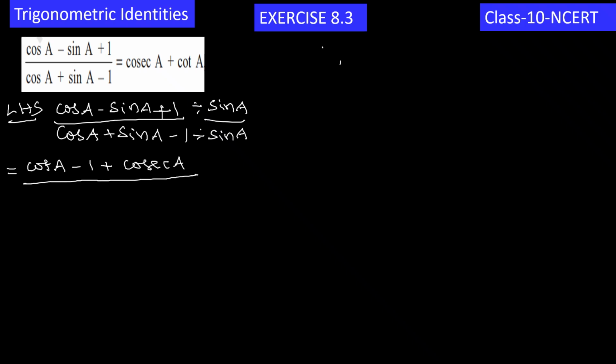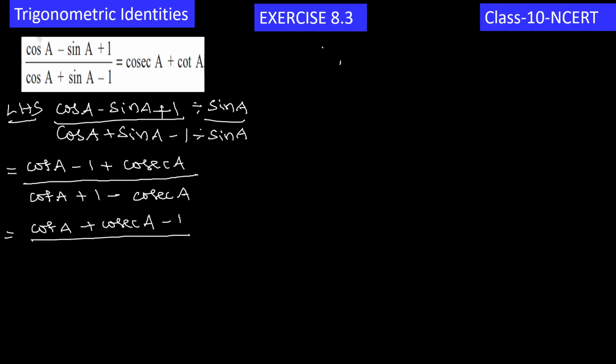Similarly, on the denominator we get cos A by sin A, cot A; sin A by sin A, 1; minus 1 by sin A, cosecant A. Next we have to rearrange the terms. Cot A plus cosecant A minus 1. We keep the denominator terms as it is, cot A plus 1 minus cosecant A.